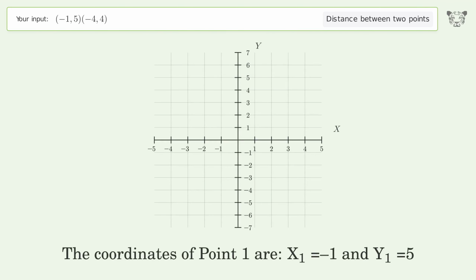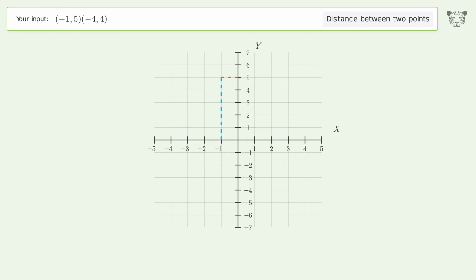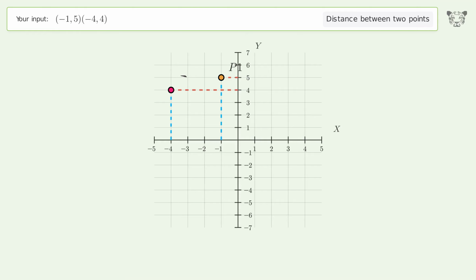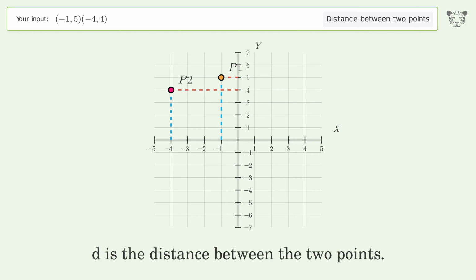The coordinates of point 1 are x1 equals -1 and y1 equals 5. The coordinates of point 2 are x2 equals -4 and y2 equals 4. D is the distance between the 2 points.